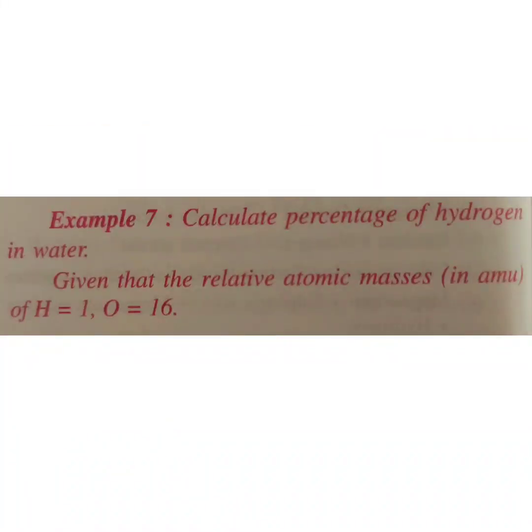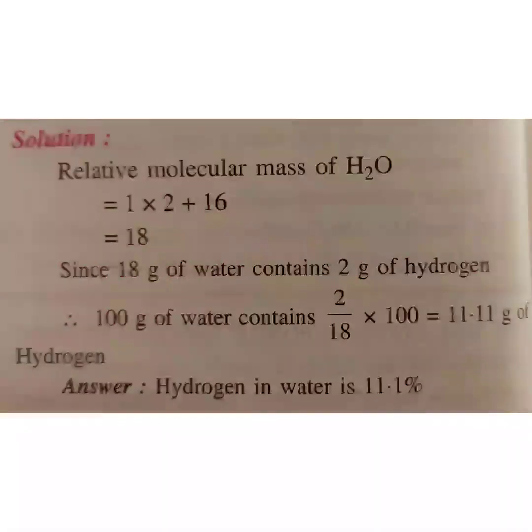Here we have an example where we have to calculate the percentage of hydrogen in water. It is given that the relative atomic mass in AMU for hydrogen H is 1 and O is 16. Let's see how we calculate that. First we need to find the relative molecular mass for water. We have seen in our previous example that for water it is 18.